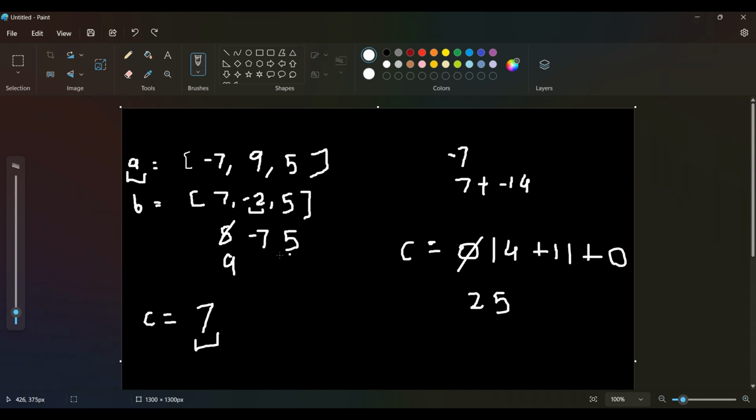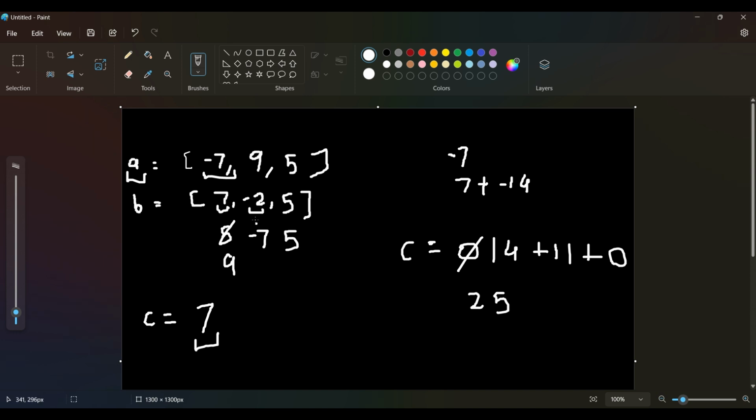If you have noticed carefully, what we are doing here is trying to find the closest element from A for each of the elements in array B. So I'm finding the closest element to 7, that is 9. Then the closest element to minus 2, that is minus 7, and then for 5 it is 5, right?